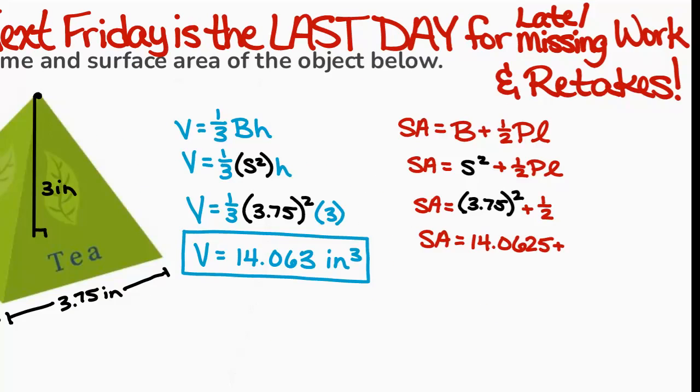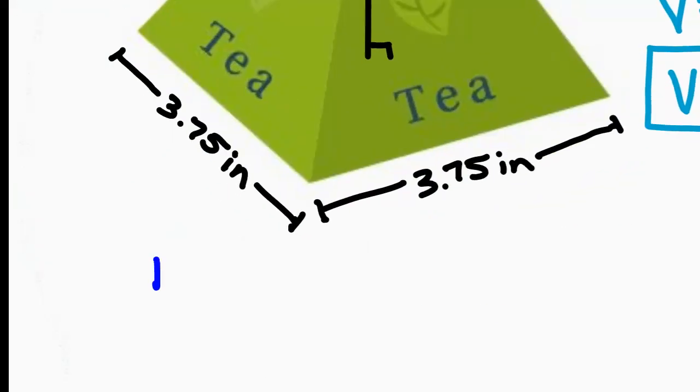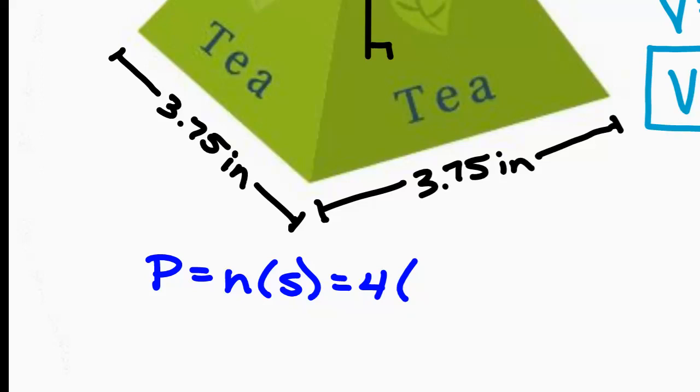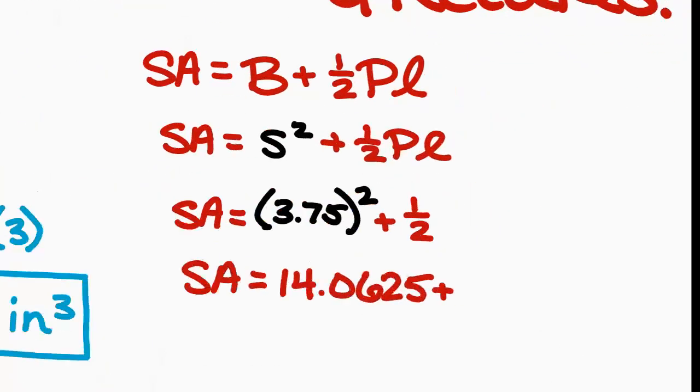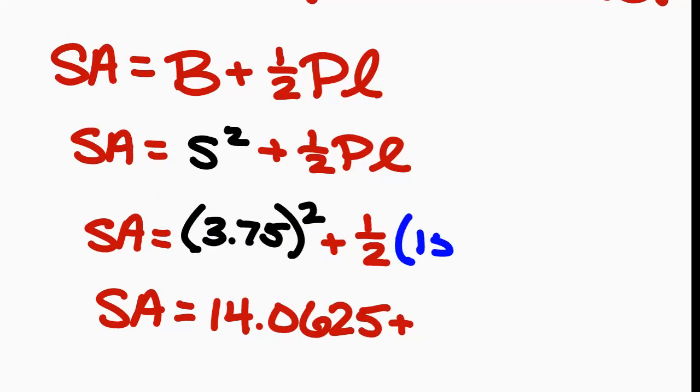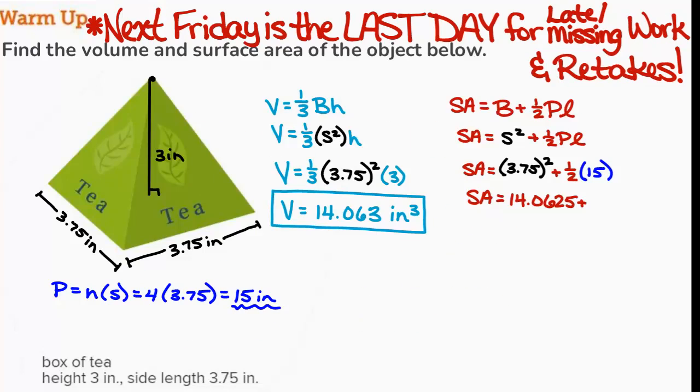And onto that, we need to add 1/2 times the perimeter of the base times the slant height. So my base is a square, as we've mentioned a couple of times. So the perimeter, I would take 4 sides times the length of each side, which is 3.75. What is 4 times 3.75? 15. So 15 inches for my perimeter. I can go ahead and substitute that in.